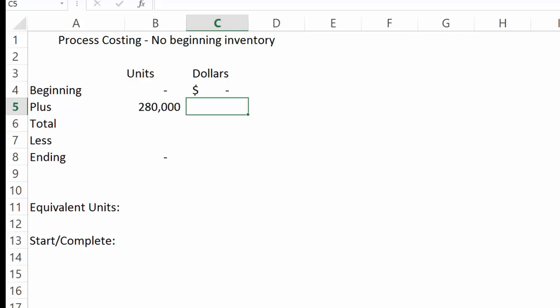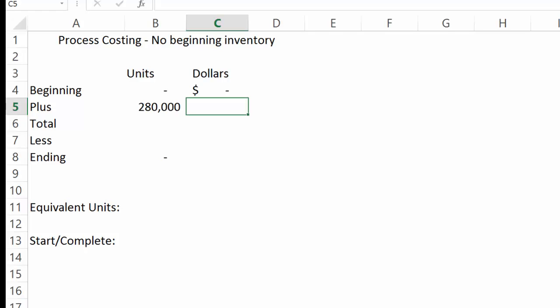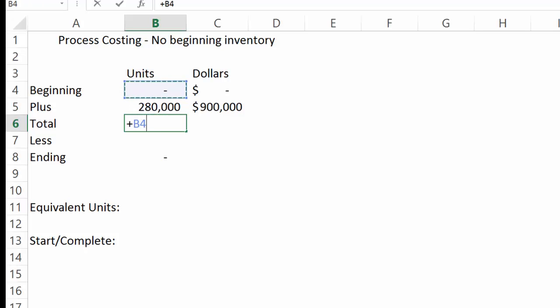Now dollars, this is a single column for dollars right now, and what I'm assuming at the moment is that materials and conversion are both added evenly throughout the process. We're going to do another example after this one where I split up materials and conversion separately. During the course of the month, we added $900,000 worth of direct materials, direct labor, and applied manufacturing overhead, or materials and conversion.